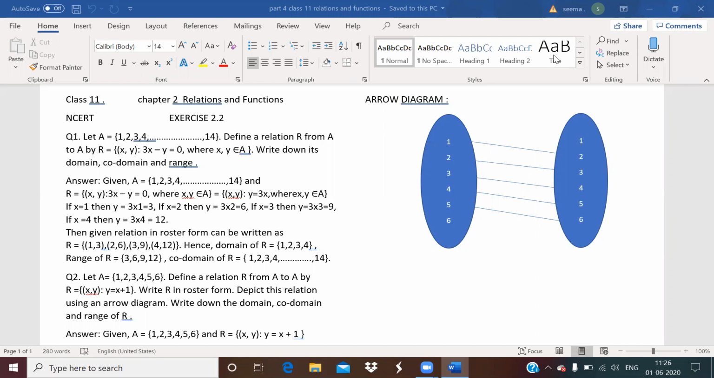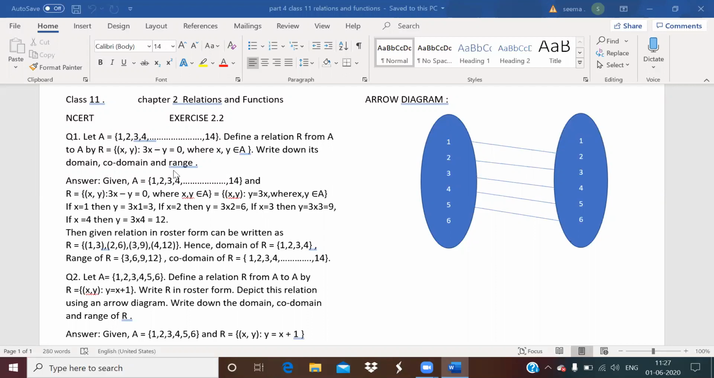Let's read the question. Question number one: A equals {1, 2, 3, 4, up to 14 elements}. And we have given a relation from A to A, 3x minus y equal to 0, where x and y are the Cartesian coordinates and x and y belong to A. You have to write down its domain, codomain and range.